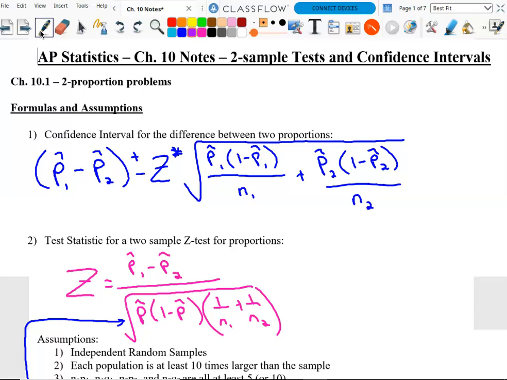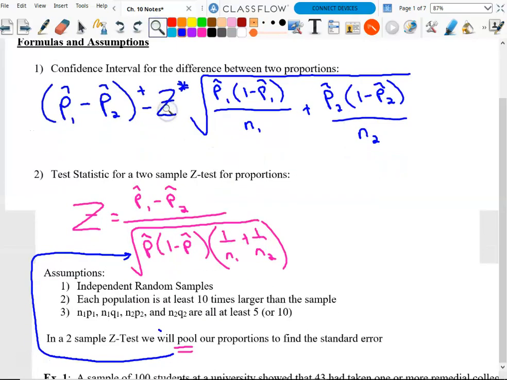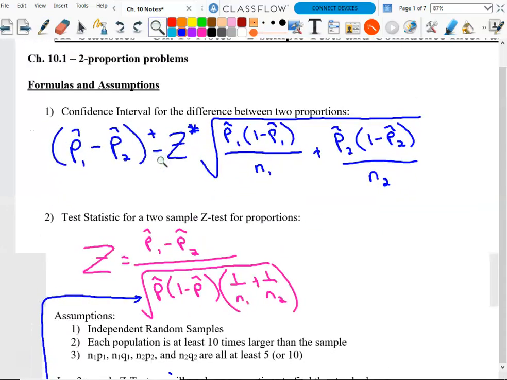And I'm writing these formulas. I don't know if it's beneficial or not. By the way, in 10.1, we're going to do this for proportions. In 10.2, we're going to do the exact same thing, but for means. And again, just like we've done before, little details change, but the big picture does not.